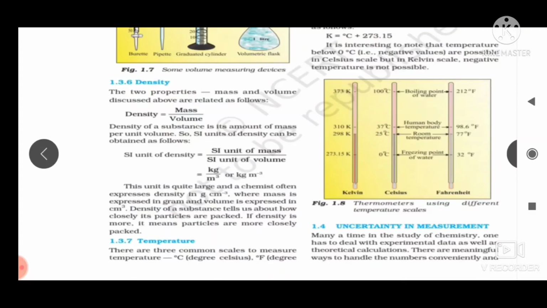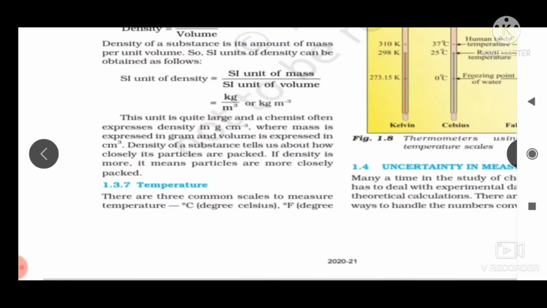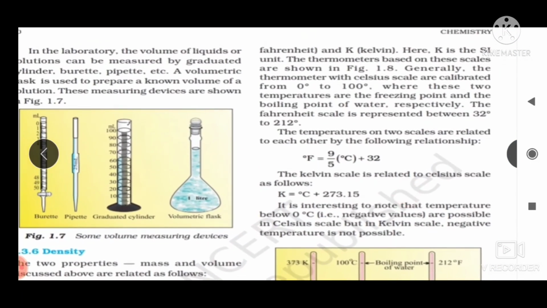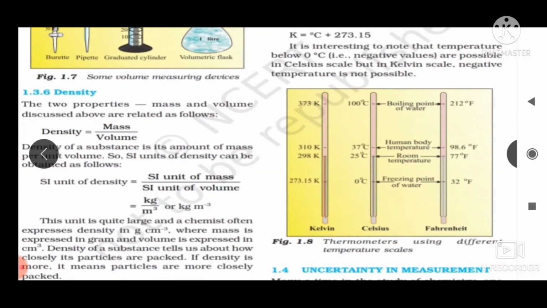There are 3 temperature scales in use at present. And what are the common scales used to measure temperature? Celsius scale, Fahrenheit scale and Kelvin. Here K is the SI unit of temperature. The thermometers based on these scales are shown in the figure. This is Kelvin scale, Celsius scale and Fahrenheit scale.